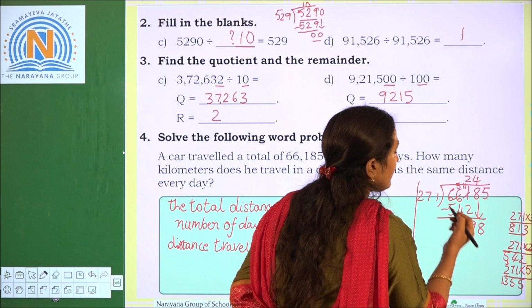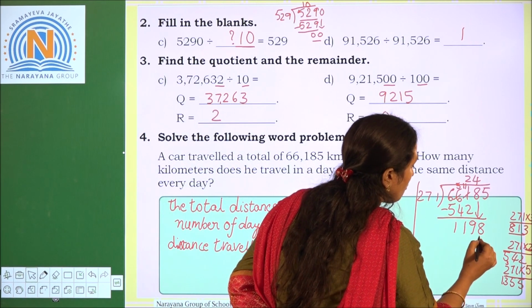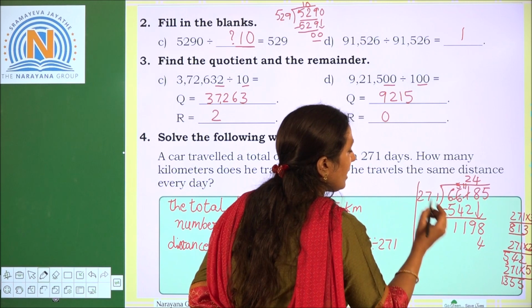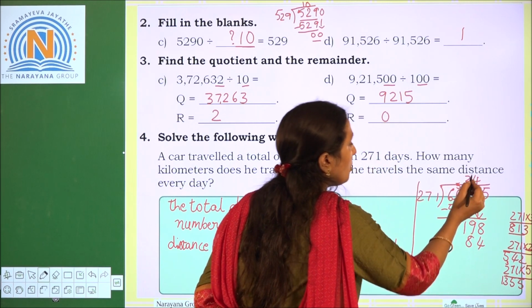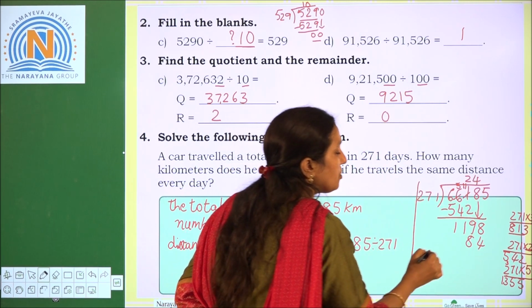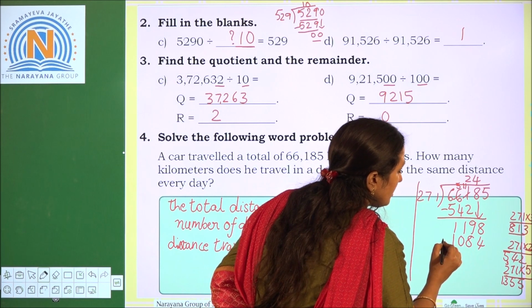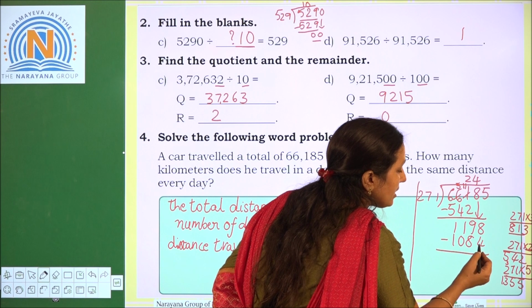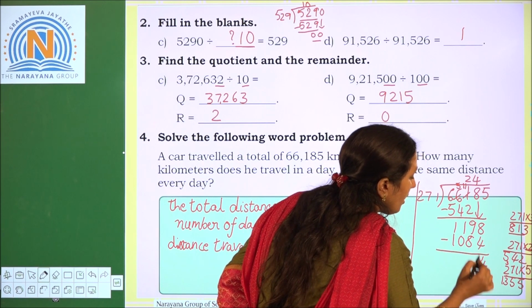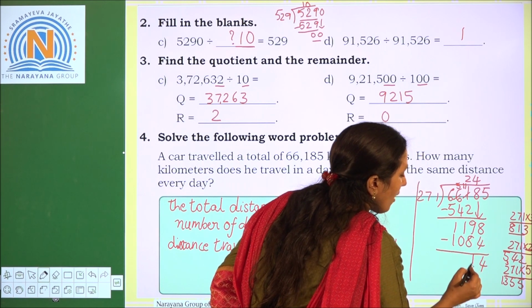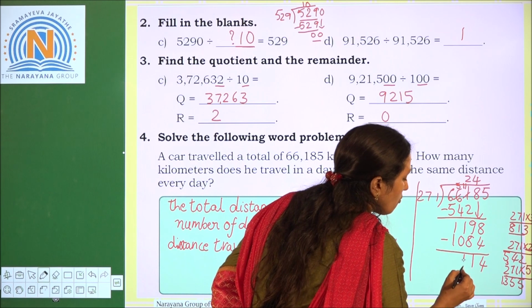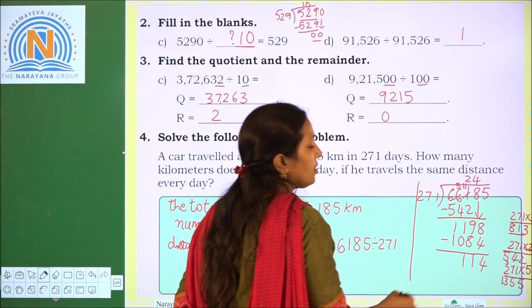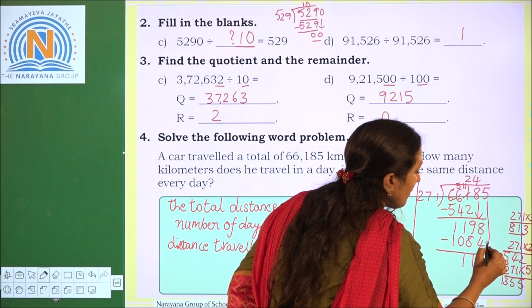So 4 ones are 4. 4 sevens are 28. 4 twos are 8 plus 2 is 10. Subtract now. 8 minus 4 is 4. And 9 minus 8 is 1. 1 minus 0 is 1. 1 minus 1 is 0. Bring down the number 5.